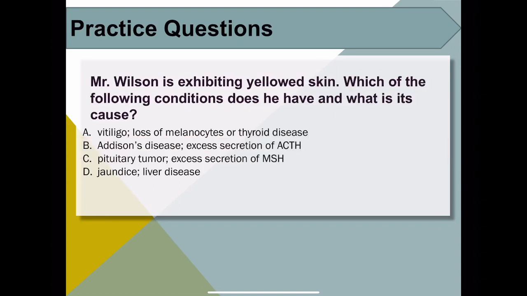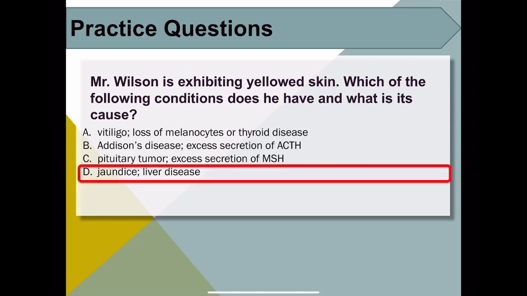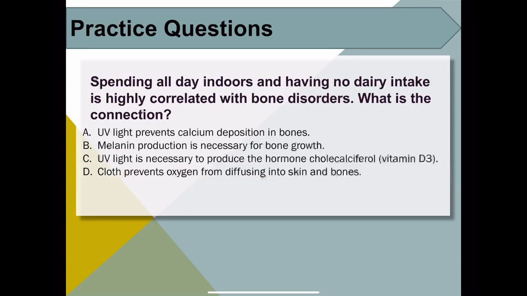Mr. Wilson is exhibiting yellowed skin. Which of the following conditions does he have and what is its cause? Jaundice, okay, and the underlying cause is very much related to the liver. So something's going wrong with the liver that leads to yellowing of the skin due to inability to secrete bile.